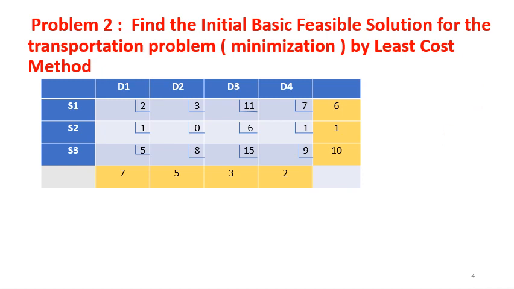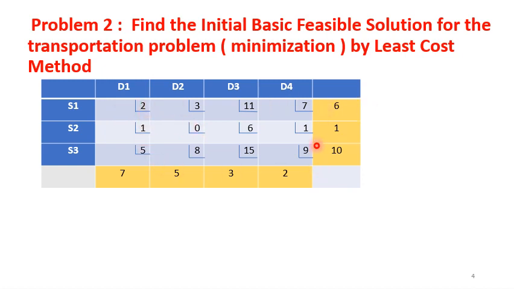Here in the least cost method, the first consideration will be to identify that cell which has the least cost. When I look across the entire table here, I can find that cell S2D2 has the least cost of 0. So my first allocation will be to that particular cell S2D2, because S2D2 is the least cost cell. We are not taking into consideration any direction here.